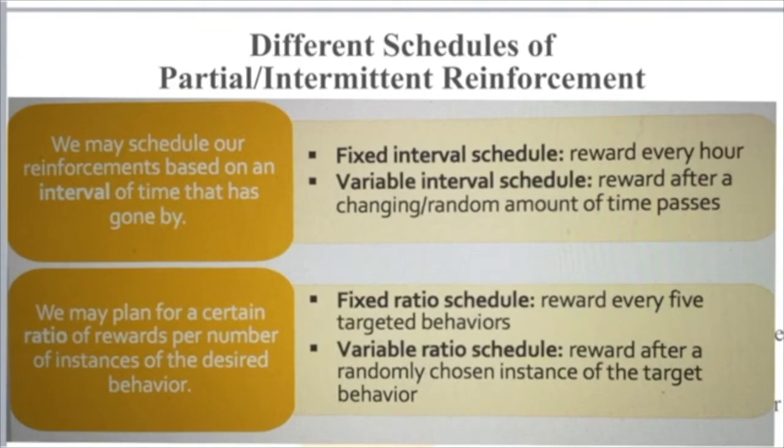And then you have this idea of planning for a certain ratio of rewards per number of instances of that desired behavior. So fixed ratio schedule: reward every 5 times the rat hits the bar, right? Or a variable ratio schedule is reward after a randomly chosen instance of the target behavior, right? Every 3, 5, and 7 times or whatever, right?